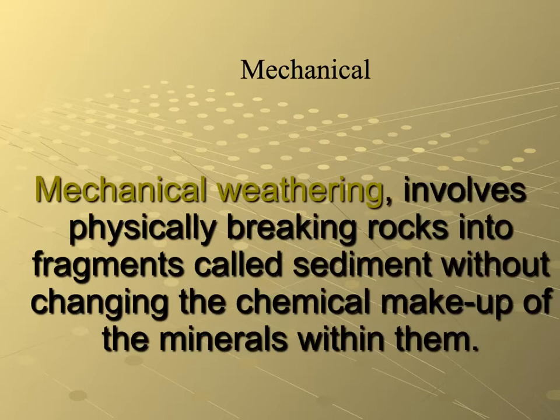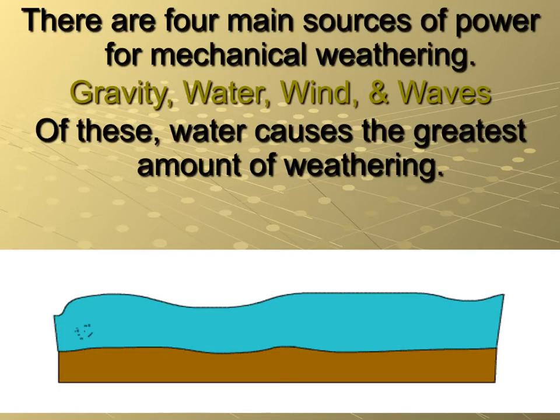Mechanical makes it smaller. There are four main sources of power that make these pieces smaller. So there's four main power sources for mechanical weathering. One of them is gravity, water, wind, and waves. Of these, water causes the greatest amount of weathering. So on a planet that's 75% covered with water, it makes sense that most of the weathering on our planet is going to be caused by water in some form or another.